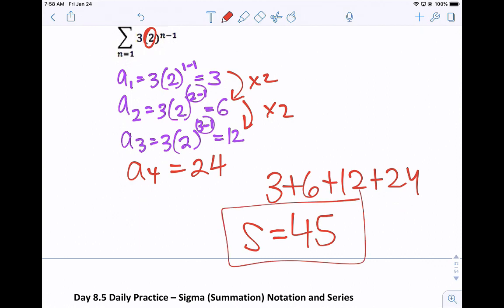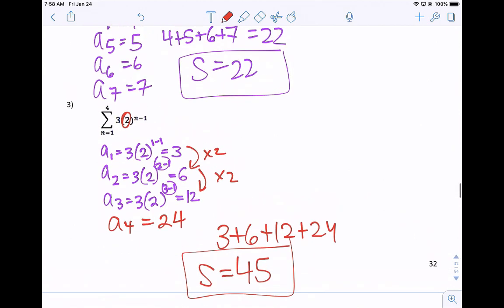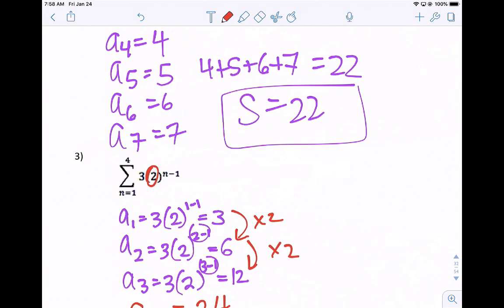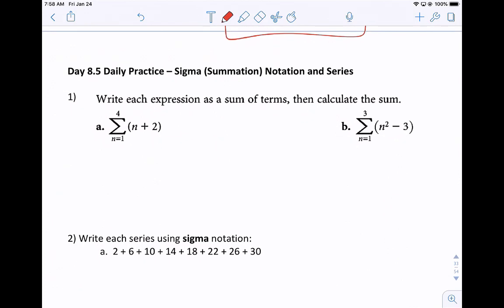All right, so our goal today is to get comfortable with this sigma or summation notation. You have to understand what it's asking you to do and also how to set it up and use it. So you have some practice problems right here.